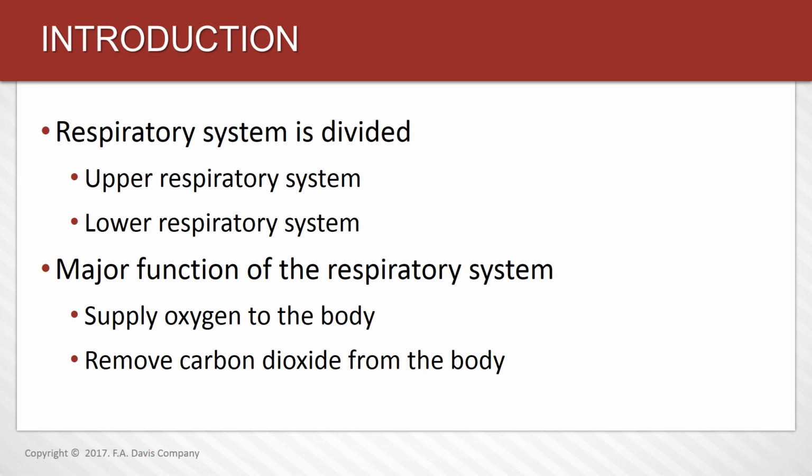The respiratory system is one of the systems that is divided into two levels: the upper respiratory system and the lower respiratory system. It has its own function like the rest of the other systems. With the respiratory system, you're looking at the supply of oxygen to the entire body, and not just to supply the oxygen, but also to remove the carbon dioxide from the body. That's really important.